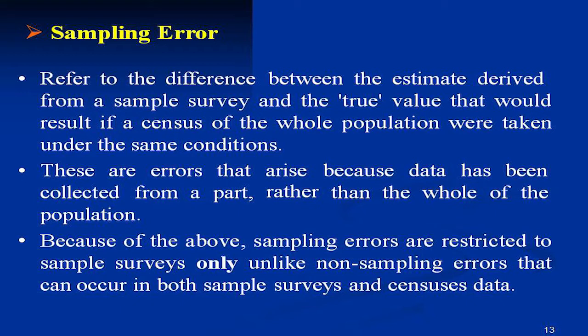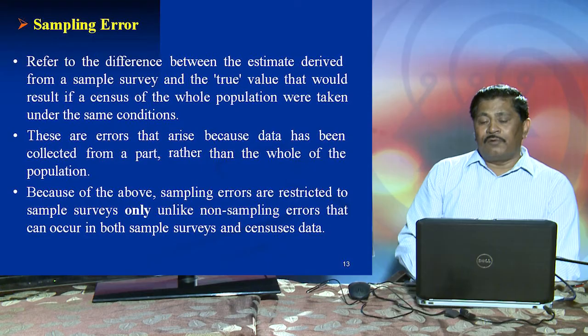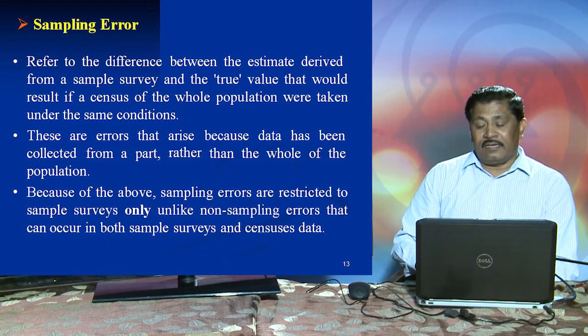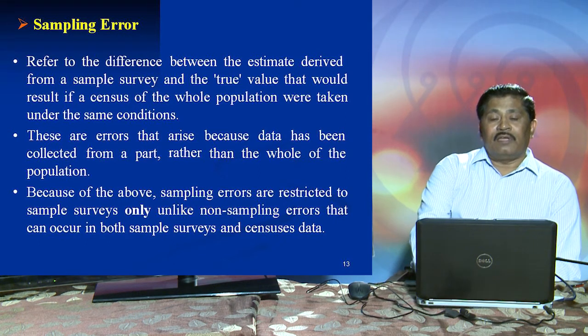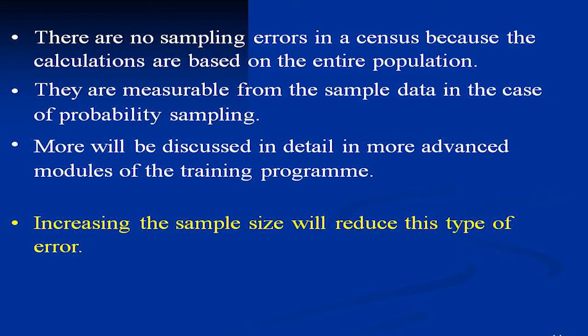These errors arise because data has been collected from a part rather than the whole of the population. Because of this, sampling errors are restricted to sample surveys only, unlike non-sampling errors that can occur in both sample surveys and census data. Further, there are no sampling errors in a census because the calculations are based on the entire population. Therefore, there is no question of sampling error. These sampling errors are measured from the sample data in the case of a probability sample, which will be discussed in more detail in more advanced modules of the training programs.